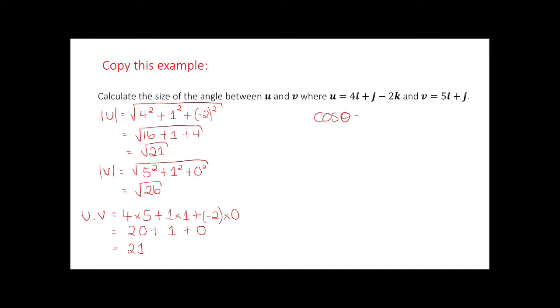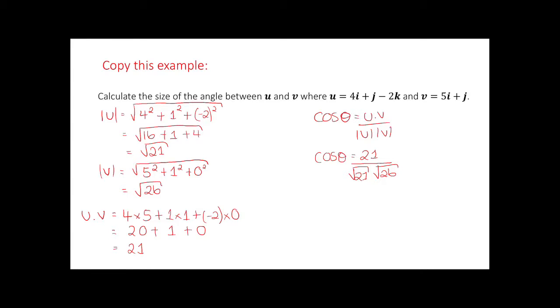So we've got cos theta equals u dot v over the magnitude of u times the magnitude of v. So again, remember that is given to you on your formula sheet. You just need to know how to apply everything to it. So cos theta is going to be equal to, so u dot v is 21. That's our scalar product that we've just calculated. The magnitude of u is root 21. And we're timesing that by the magnitude of v, which is root 26.